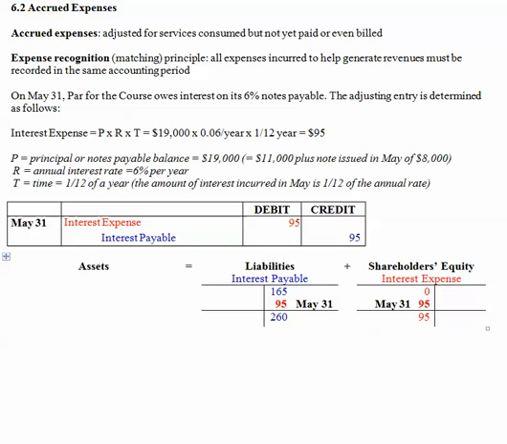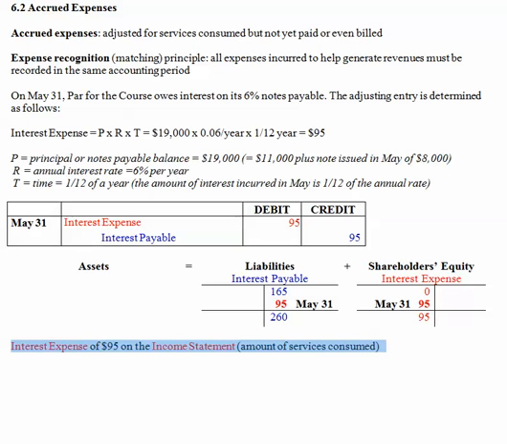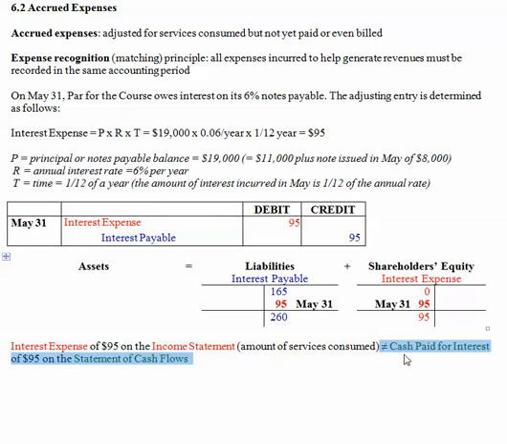As far as the financial statements go, you prepare your income statement, and that's over here under shareholders' equity. You get your revenues minus your expenses. So this expense here does not tell you what you paid. It tells you what you've incurred, the amount of service consumed. It will not equal your cash paid on your statement of cash flows, because you didn't pay $95.